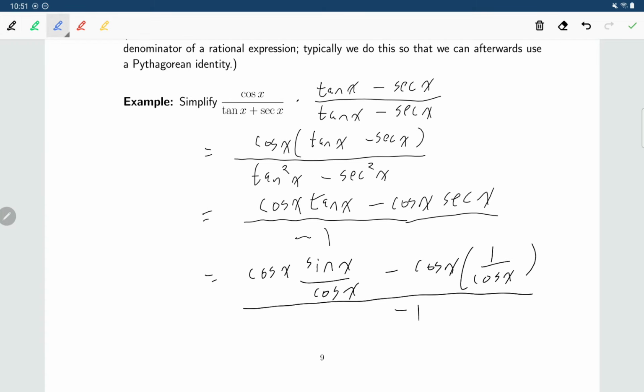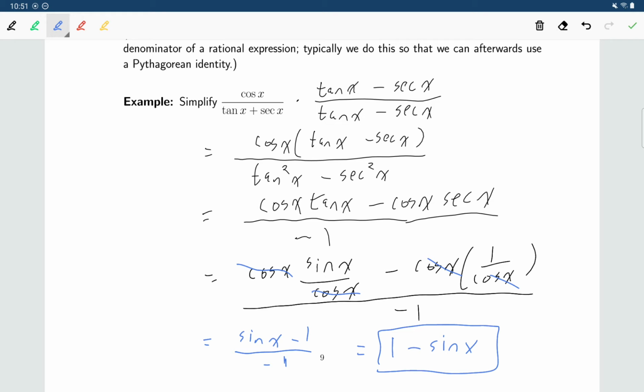I'll have that the cosine and the cosine will cancel, and the other cosine and the other cosine will cancel. So really what I'm left with here is sine x minus 1 over negative 1, which is the same thing as positive 1 minus sine x. And so there we go. I have now that my original expression could have been simplified down to give me just 1 minus sine x.